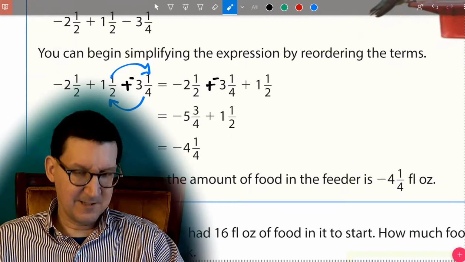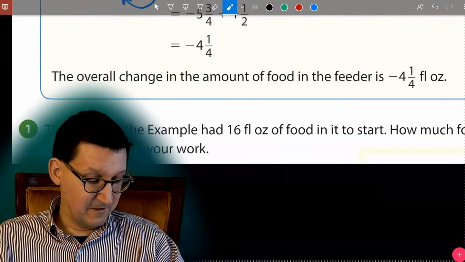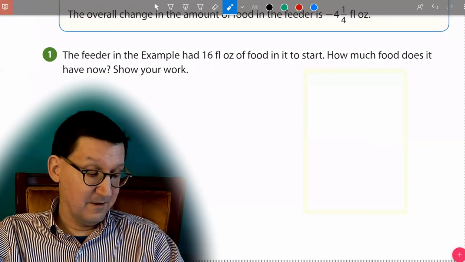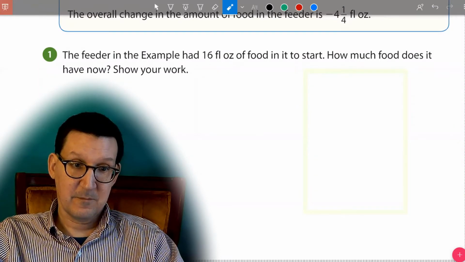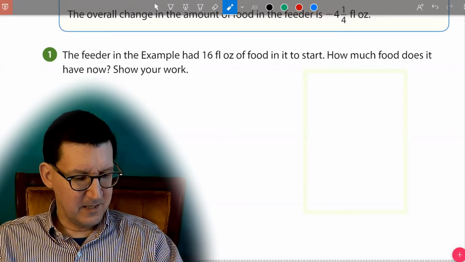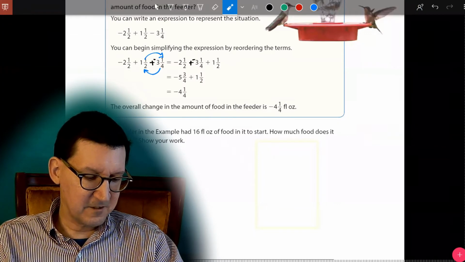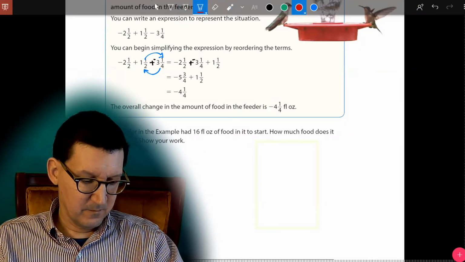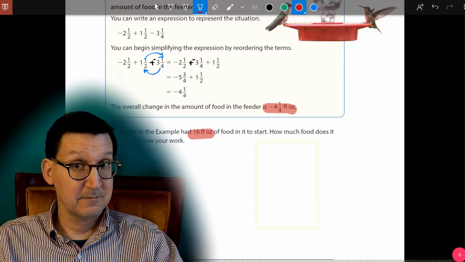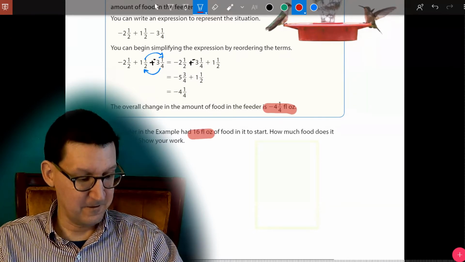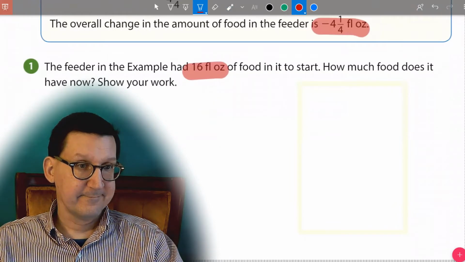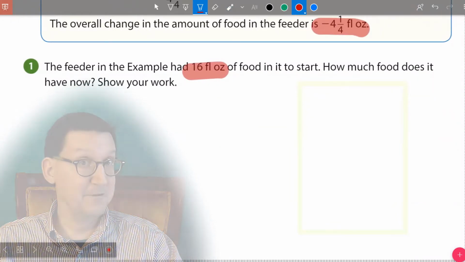Makes sense. Let's look at problem 1. The feeder in the example had 16 fluid ounces of food in it to start. So how much food does it have now? We're adding something to that, right? Well, not as difficult as you might think, because remember, we went through all this just to find out how much food is left over. So we know 4 1/4 ounces is left over. We also know we had 16 ounces to start off with. So that gives us the 2 bits of information we need to find out how much is left now. So use that information, find your answer, and come back when you're done.